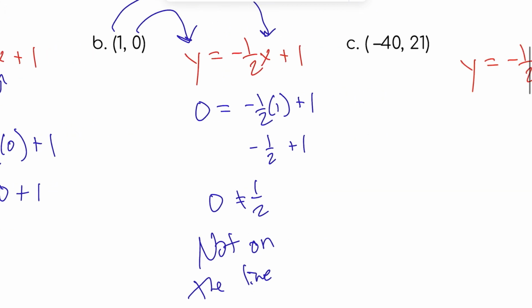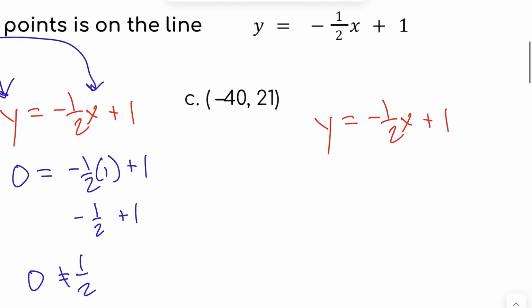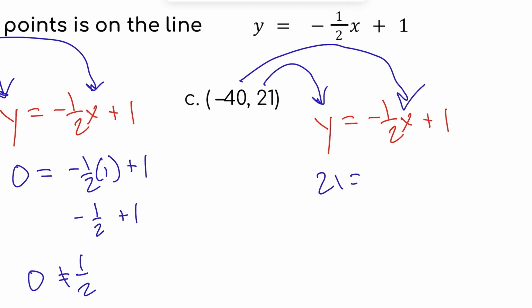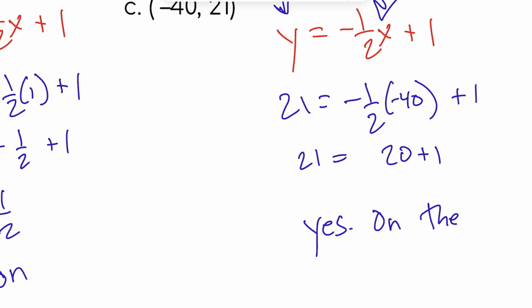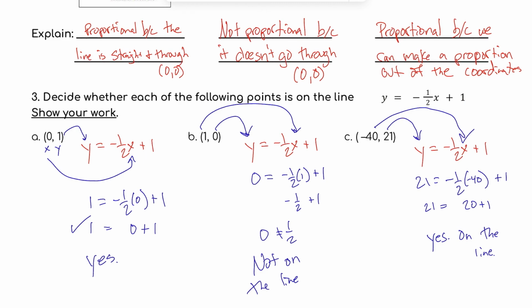Okay, and then on C, we're going to try this again. So 21 goes in for y and negative 40 goes in for x. Let's see if it comes out equal. So negative 1/2 times negative 40 plus 1, and negative times the negative is a positive, and half of 40 is 20. So 20 plus 1, does that equal 21? Yes, it does. Yes, on the line. So there we go. Done with number 3.